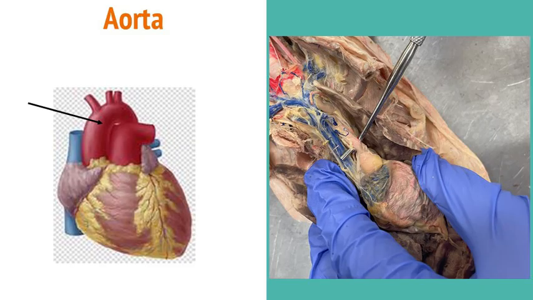Now we have the aorta, and the aorta is the largest blood vessel in the body. And this artery is responsible for transporting oxygen-rich blood from your heart to the rest of your body.